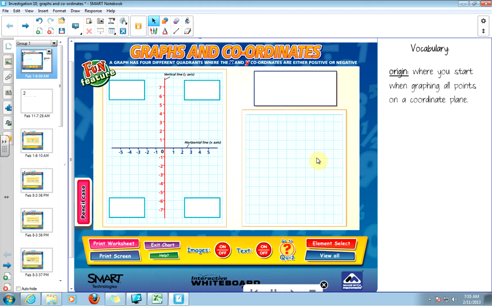Okay, let's talk about our quadrants. There are 4 quadrants we can see that we've made with our perpendicular lines, or our coordinate plane. In this quadrant, x is negative and y is positive. In the upper right quadrant, all coordinates are positive. In this lower right quadrant, x is positive and y is negative. And then in the lower left quadrant, all coordinates are negative.